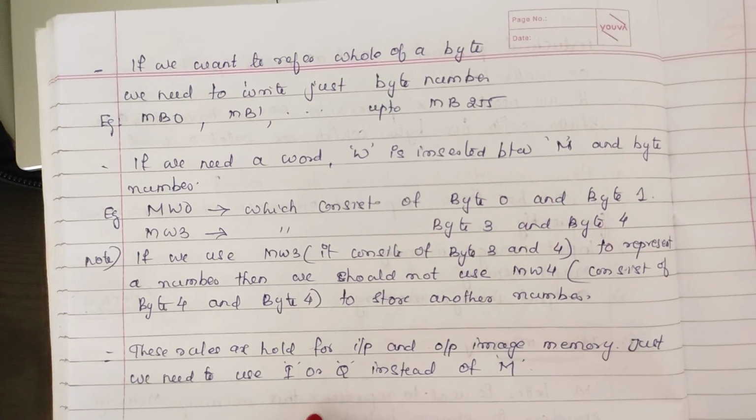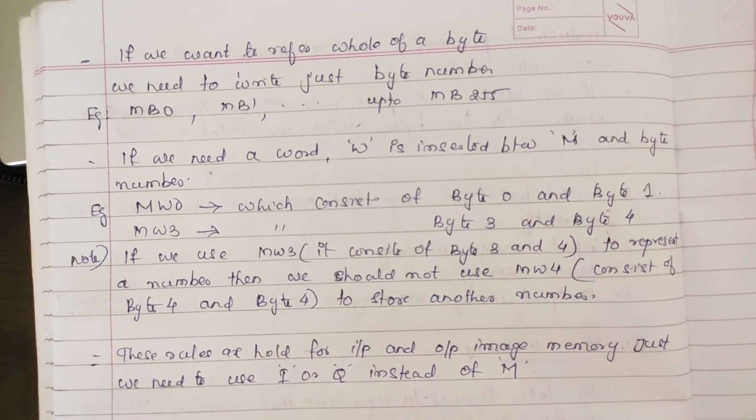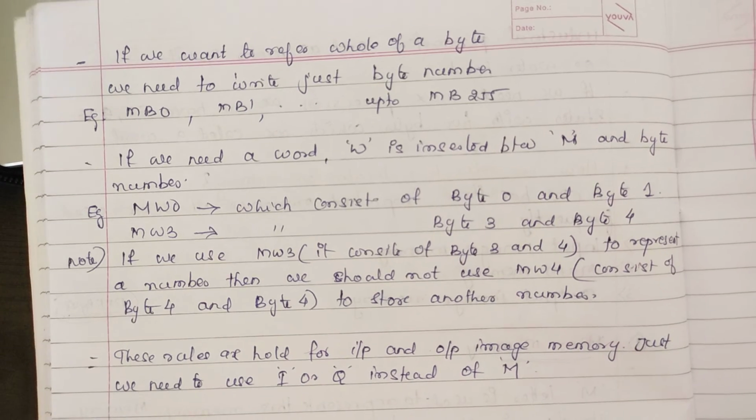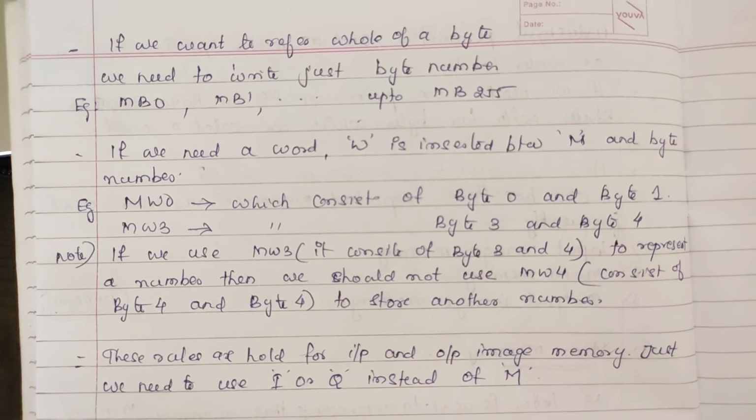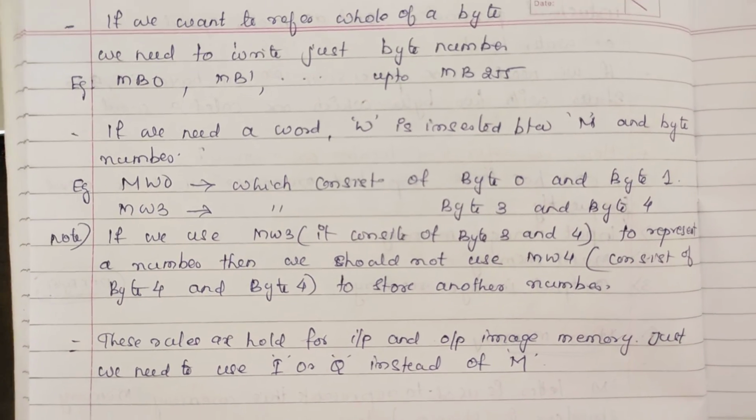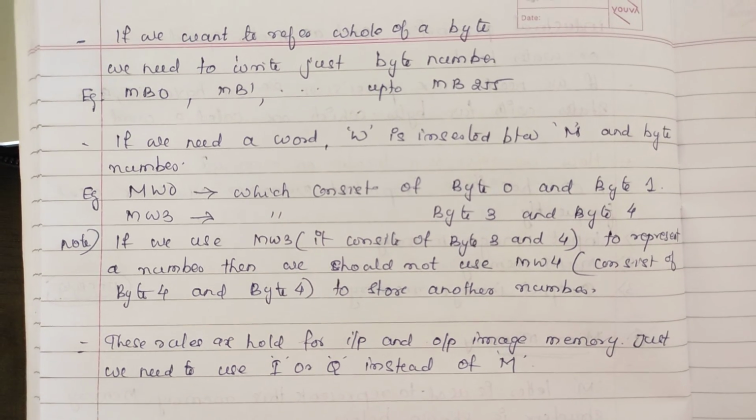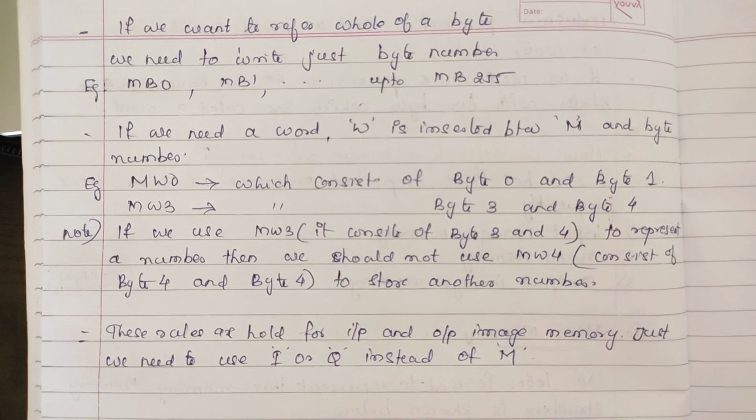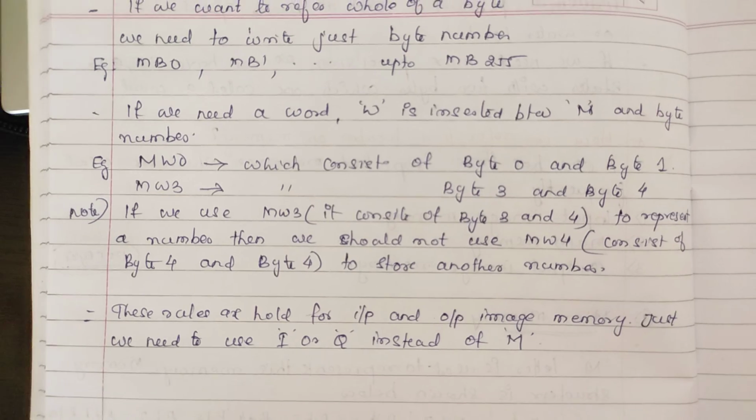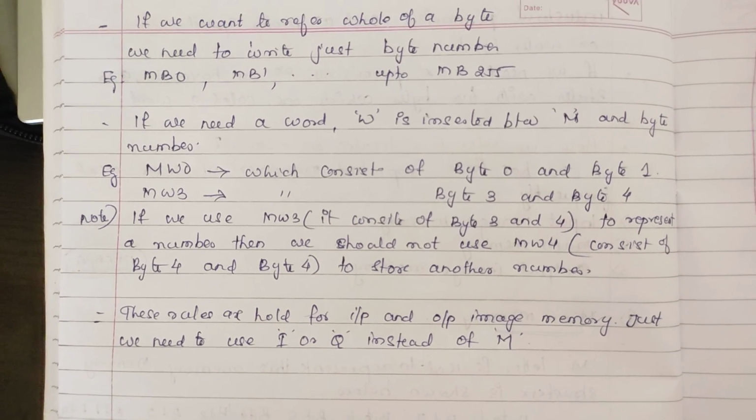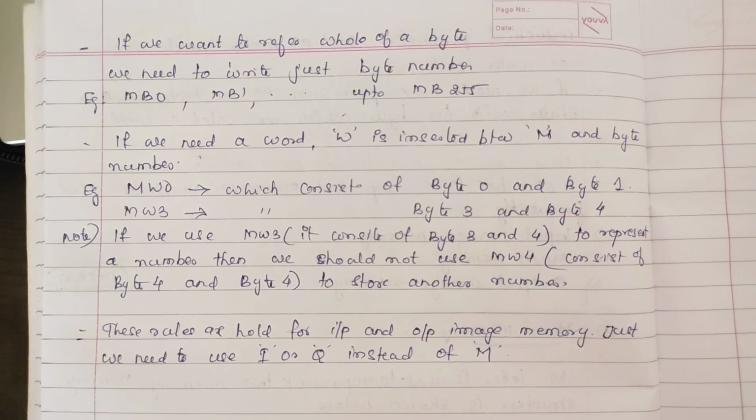Now if I talk about the input and output image addressing, the same format will be there, but instead of M we have to use I to represent input image addressing, and to represent output image addressing you can use the capital letter Q. So that's all about this CPU memory.